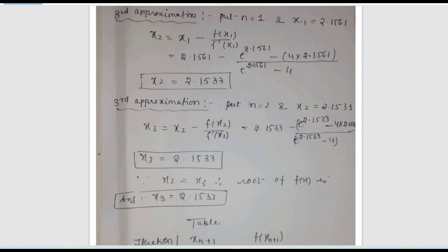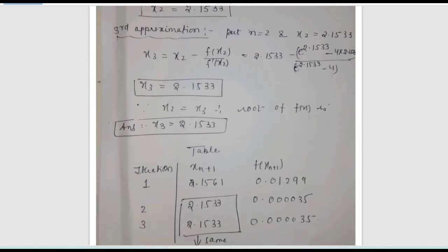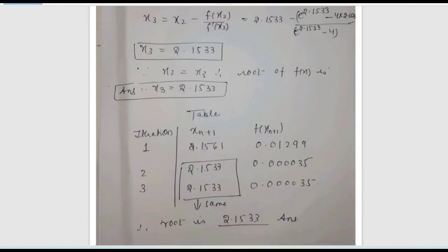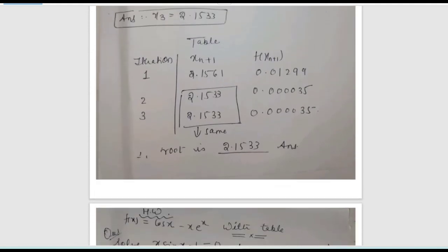You can just see, and this is also stopping at x3. At x3 you are getting 2.1533, and at x2 also 2.1533. So in the third iteration only we are getting the solution. If your choice of the initial point is very good, then you can get your solution very fast. If you make the right selection, your convergence will be fast, and you will get a convergent solution very quickly. So this was the NR method for a transcendental equation, and this is the tabular method.